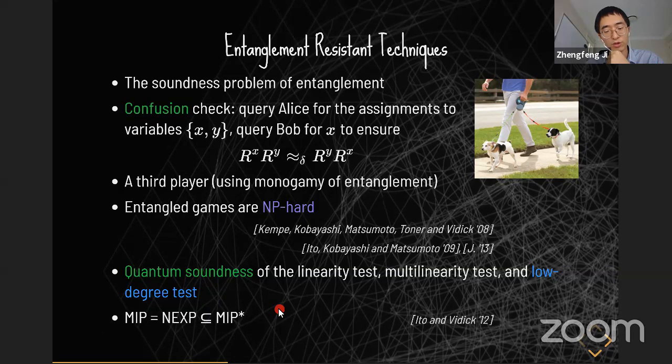So the guarantees of this test, the structural results of this test, meaning you have a linear function or multilinear function behind the scene, are being preserved even if you have entanglement. And I think that's the first breakthrough in this area. And the results also allowed Ito and Thomas Vidick to prove that NEXP is in MIP star, and that's telling us that at least the quantum class is as powerful as the classical class.